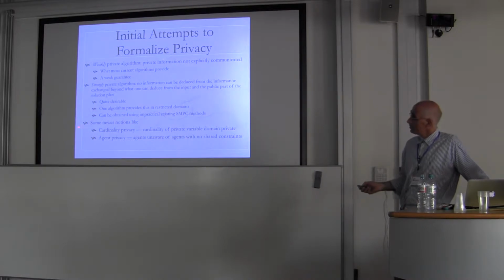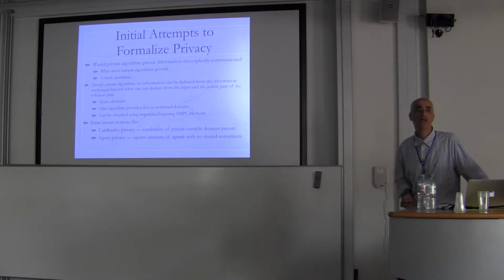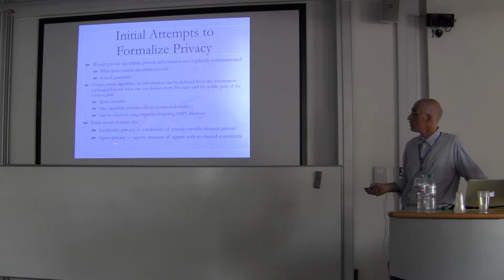And there are some attempts to provide some new ideas. For instance, cardinality privacy. That means that I will realize that you have a certain private variable, but I will not know how many values that variable has. For instance, you may have various private locations, but I don't know how many. Or you may have a number of trucks, I don't know how many of them.